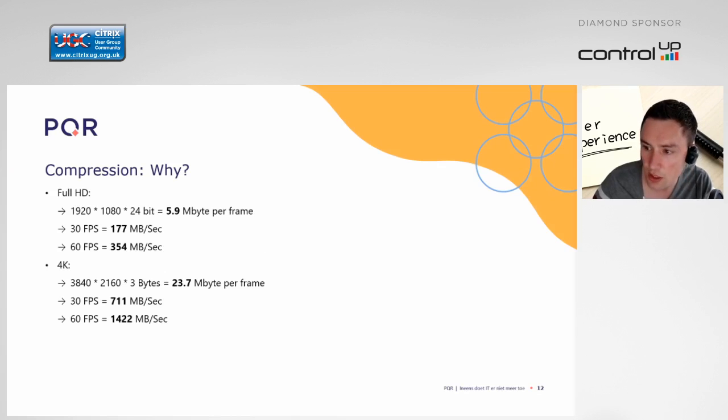And if we go further and pick 4K resolution, it's 24 megabytes per frame, which means for a 30 frames per second movie, it's roughly 700 megabytes per second. And if we go up to 60 frames per second to get an even smoother image, it's more than a gigabyte per second. That's insane. So that's why we have different options in place to compress the image.